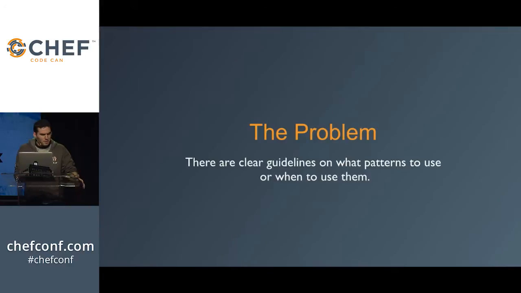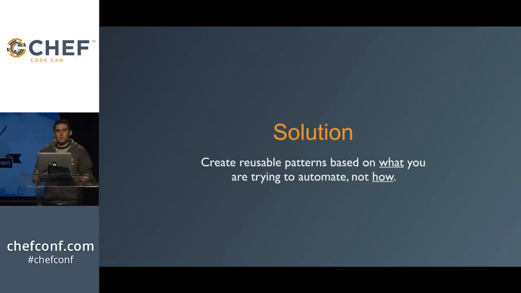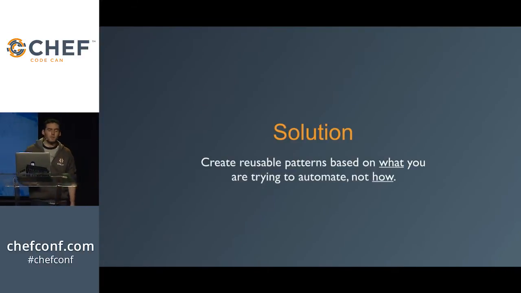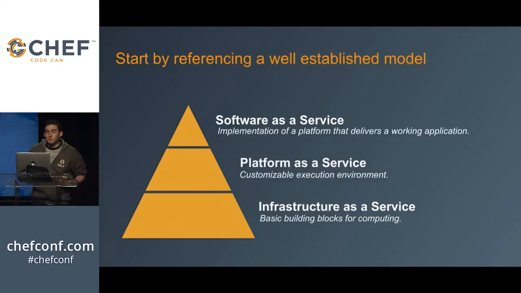So I've been thinking about this for a while, and I came to the conclusion that I needed to go back to the core foundation of Chef, and that is talk about what you are trying to do and not how. So that's what I'm going to talk about, is creating patterns based on what we're trying to automate and not how we're trying to automate. And to do this, I'm going to start by referencing a well-established model, and that's the cloud computing model.